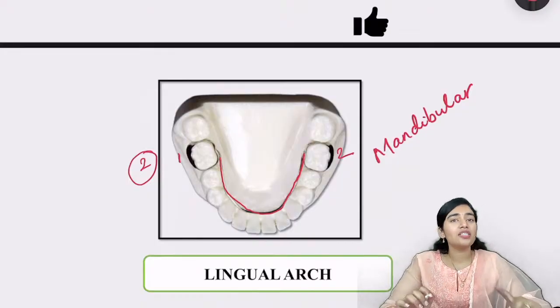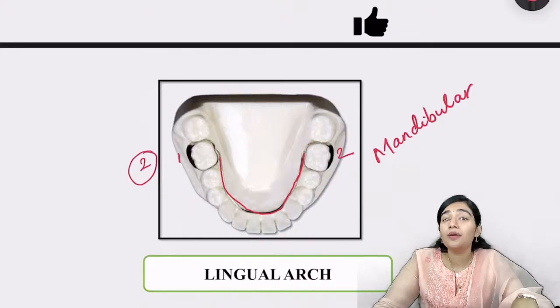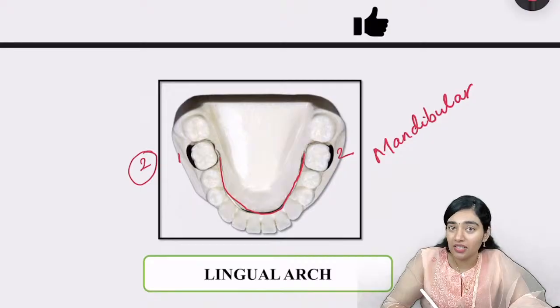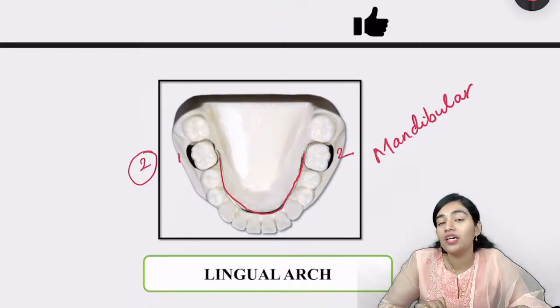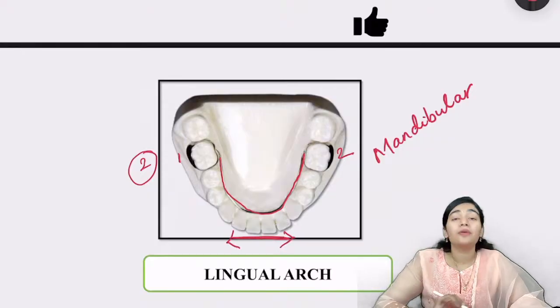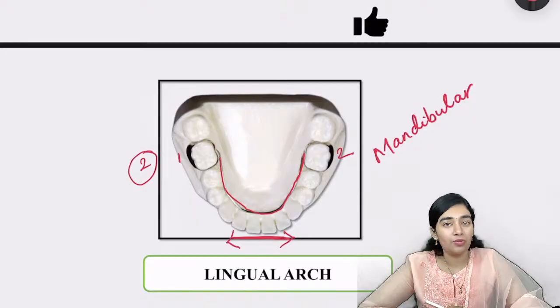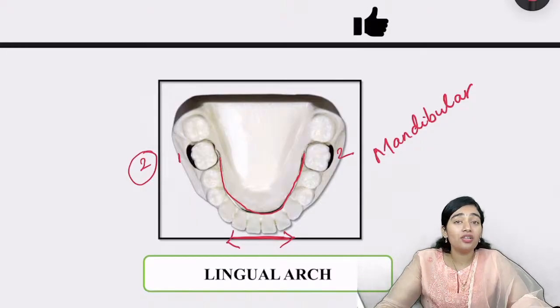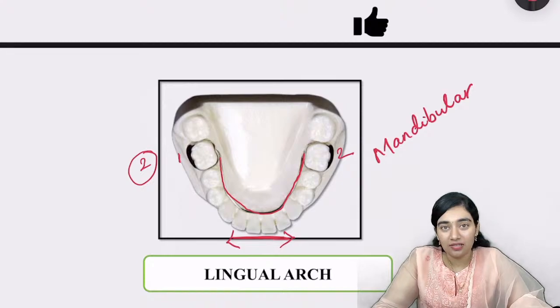So in the question, there is a clear mention of the eruption of the incisors, right? That line is very important because without the eruption of the permanent incisors, this appliance is contraindicated. We can't give this appliance without the support of our anterior permanent incisors of the mandibular arch. I hope you all can understand this. So this is a bilateral fixed passive appliance.